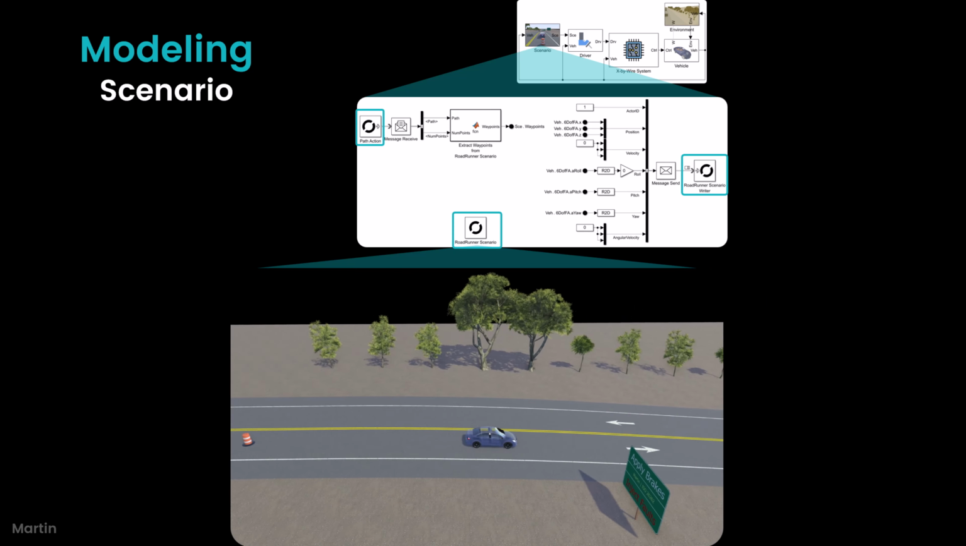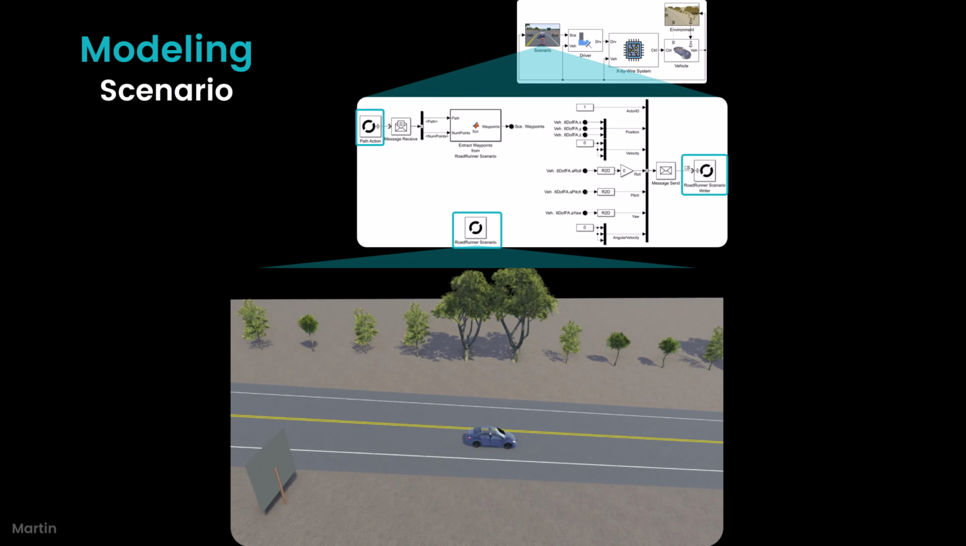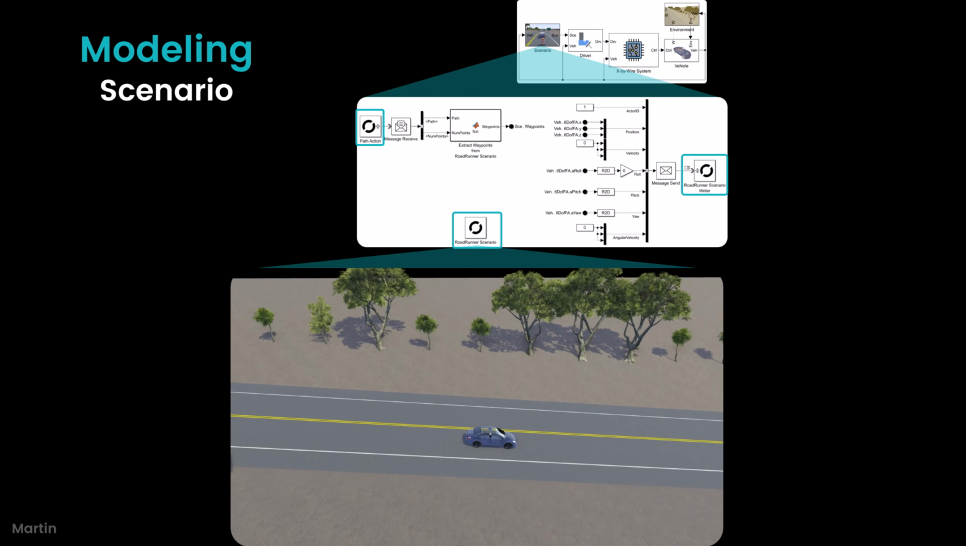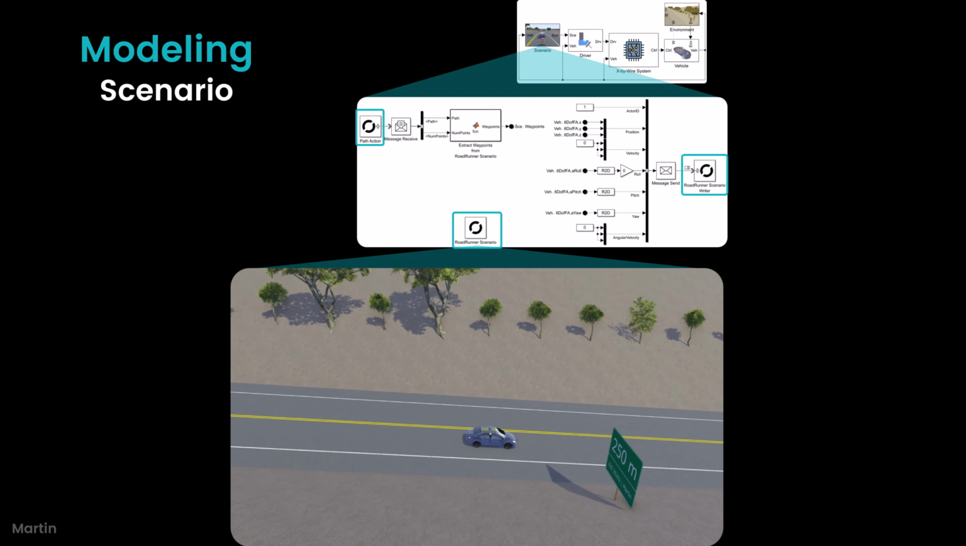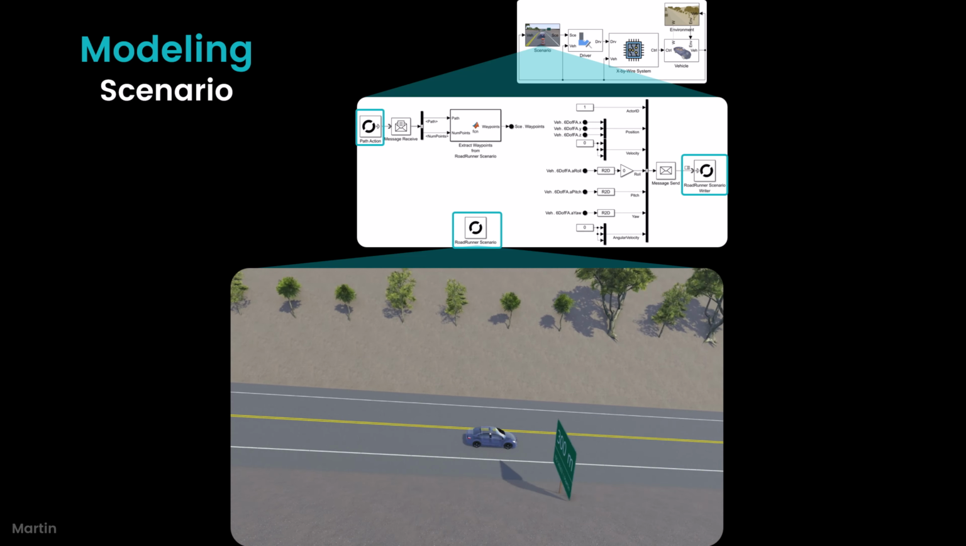RoadRunner is a 3D authoring and simulation tool for driving environments. Use it to design road networks and terrain, add traffic infrastructure, and populate scenes with vehicles and pedestrians. It integrates with MATLAB and Simulink to enable closed-loop co-simulation for autonomous driving and vehicle dynamics and control applications.